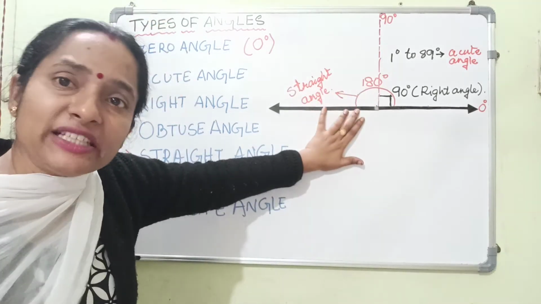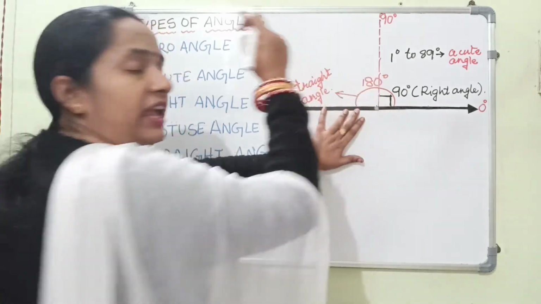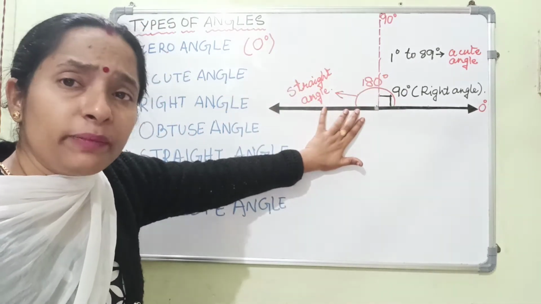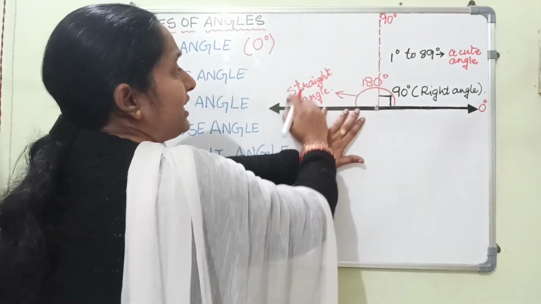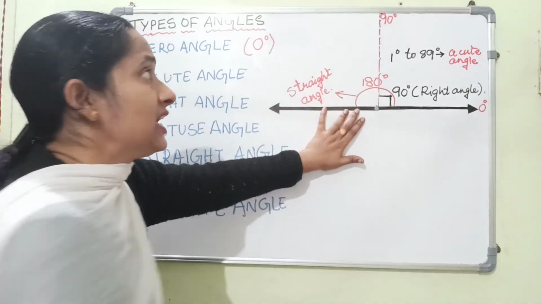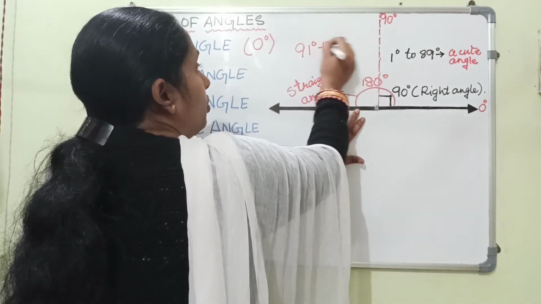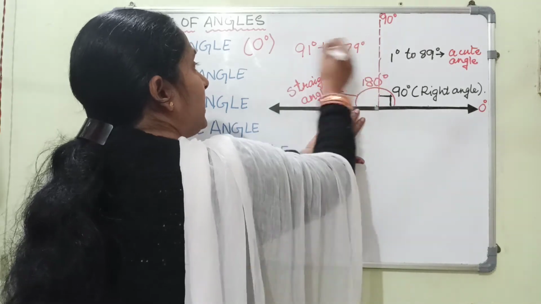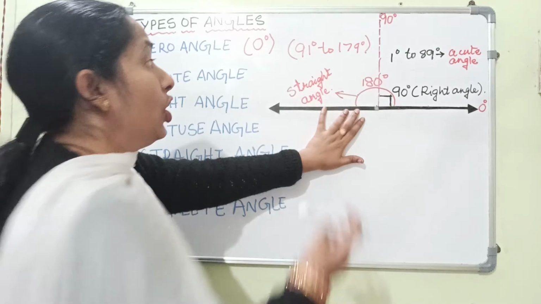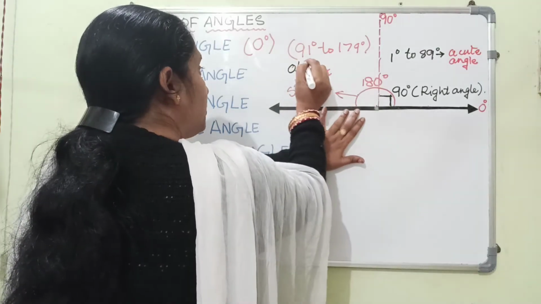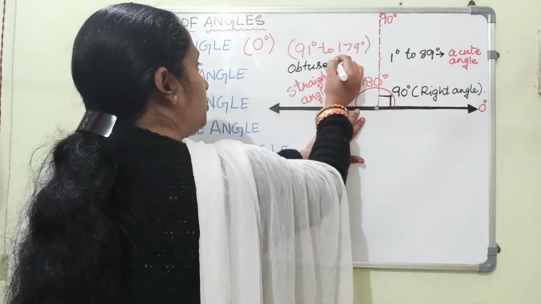Okay, so what is the measure of a straight angle? The measure of a straight angle is 180 degrees. Then what about the angles that are more than 90 degrees and less than 180 degrees? That is the angle starting from 91 degrees to 179 degrees. All these angles will be called obtuse angles.